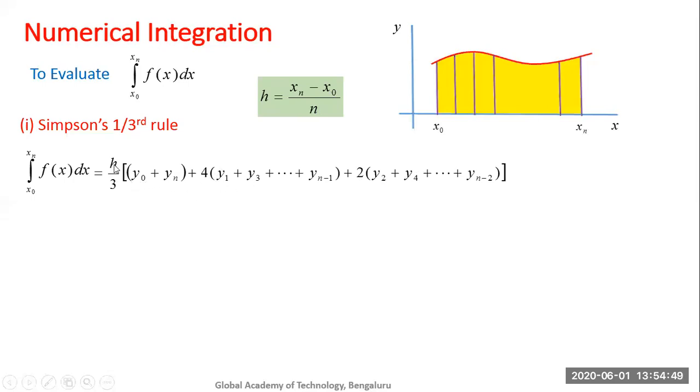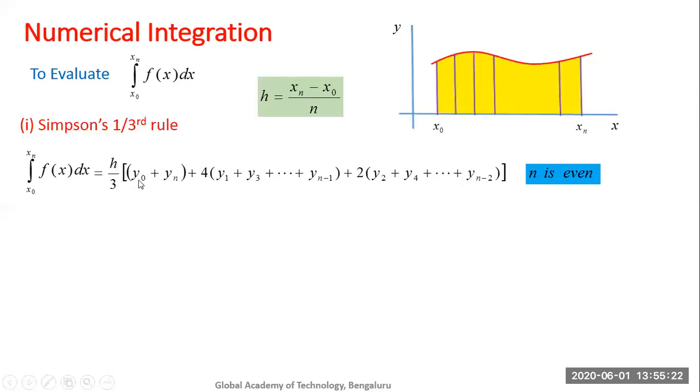So here you take h by 3 into bracket y0 plus yn plus 4 times all the values of y with odd suffixes y1, y3, y5 up to yn minus 1 plus 2 times the values of y with the even suffixes, that is y2, y4 and so on up to yn minus 2. So to apply this formula, n should be an even number. So n can be 2, 4, 6 and so on.